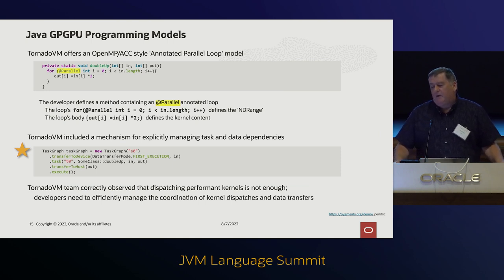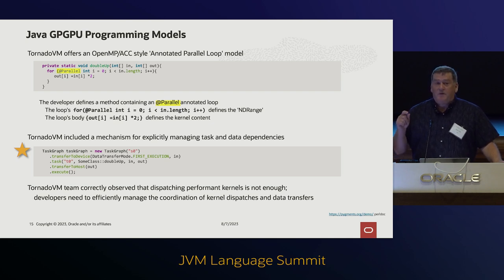Tornado, then, I want to talk about a little bit because we're going to steal some ideas from Tornado. Tornado offered a data parallel, sort of OpenACC style. They had an annotation on a for loop. It's a programming model that I don't personally go for, but the great thing about this particular annotation is it's very easy for Java programmers to grok. Everything inside that loop at the top there will get turned into a kernel. You don't have to separate it out and make it something else.